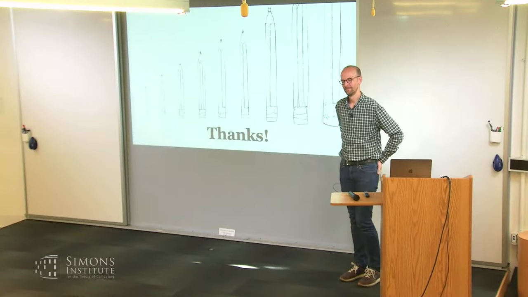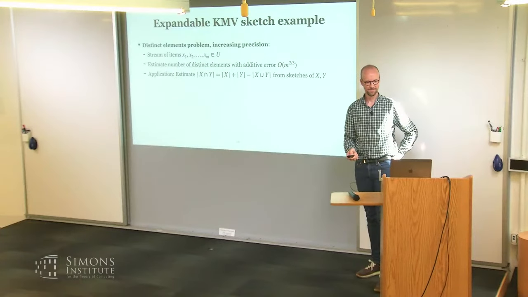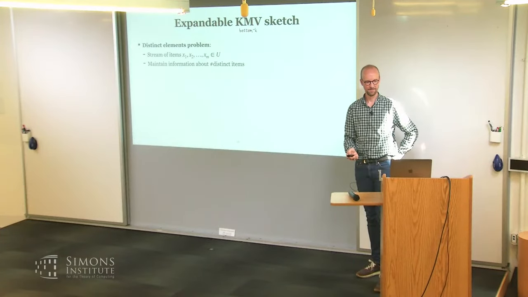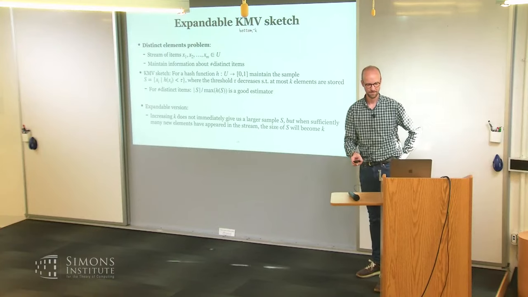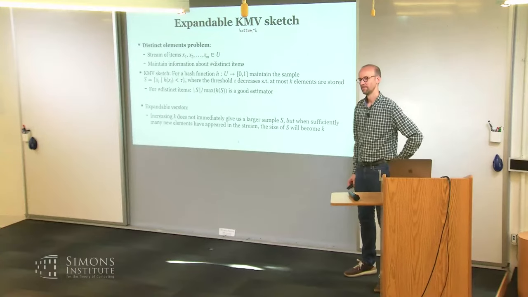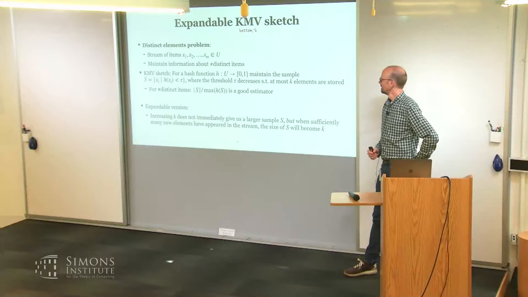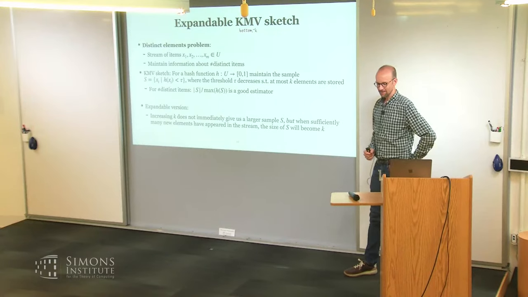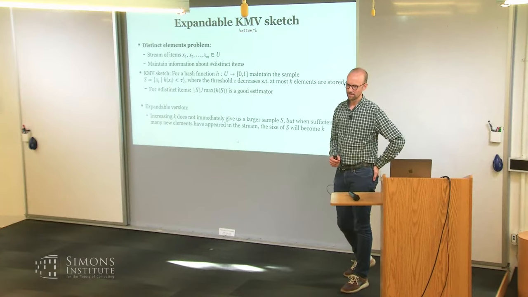If you go back to your slide on the KMV sketch where you show the error. So if my understanding is correct, what you're doing for this expandable version is you're changing the definition of error to be an additive error. Did I read that incorrectly? Expandable version. Yeah, I mean, if... Because KMV normally is a relative error. Exactly. Multiplicative error as opposed to an additive error.